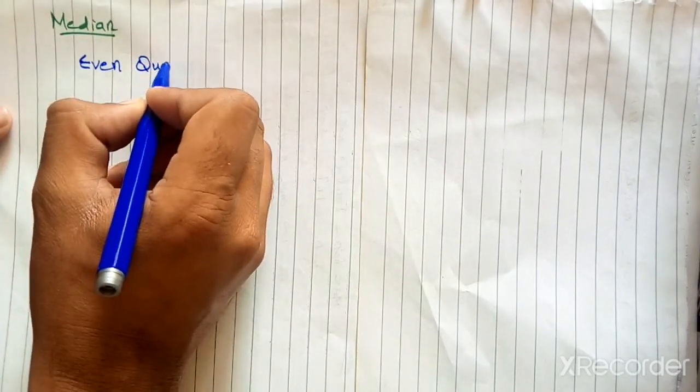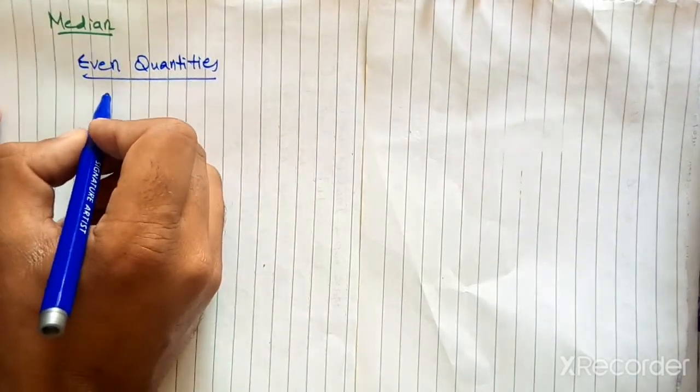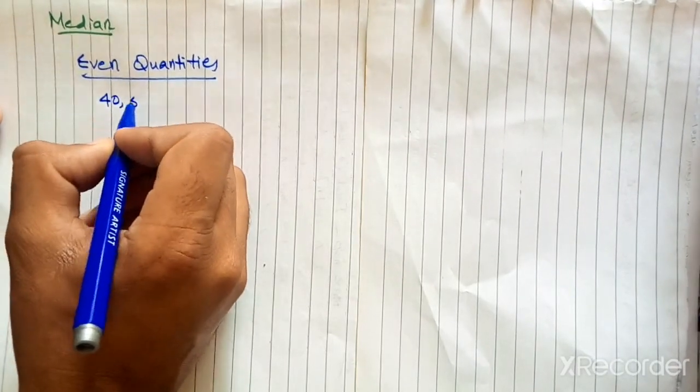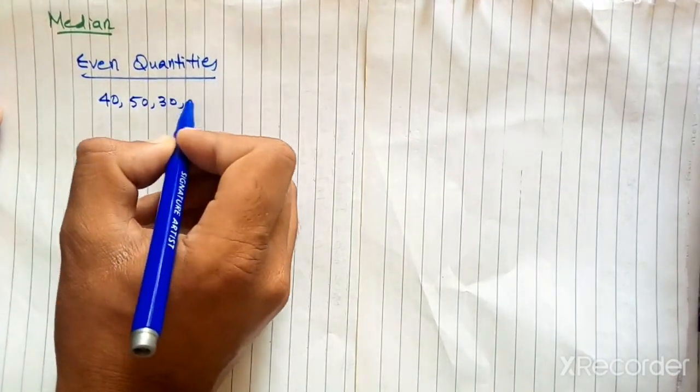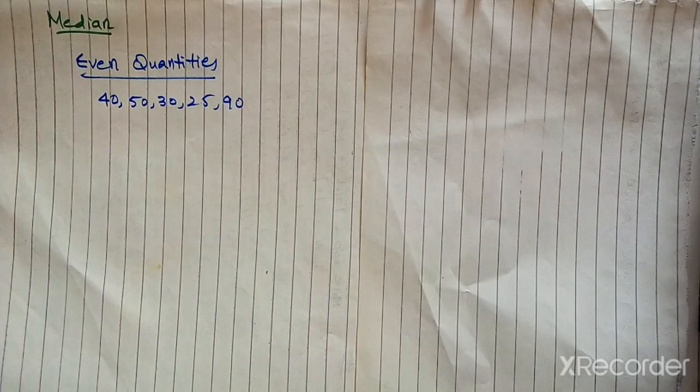Median is another method used for the calculation of central tendency. But for an odd number of quantities and for an even number of quantities, we have 2 different techniques. For example, first we will take an odd number of quantities. Let's suppose we have runs scored by a cricketer in 5 cricket matches: 40, 50, 30, 25 and 90. We are asked to find the median of these quantities.